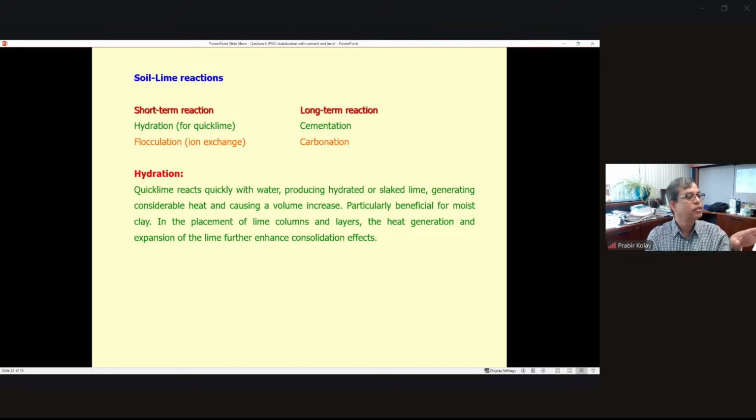So what is hydration? Basically, it reacts quickly with water and produces hydrated lime, that is Ca(OH)2, generating a considerable amount of heat and causing volume increase. It is particularly beneficial for moist clay, as I mentioned; it can be used for drying the clay if it has too much water. In the placement of lime columns and layers, the heat generation and expansion of the lime further enhance the consolidation process. Basically, it removes the water, and removing the water is basically the consolidation process.